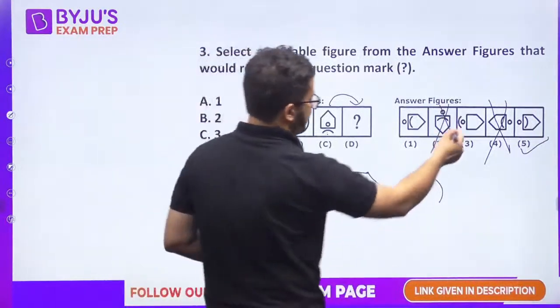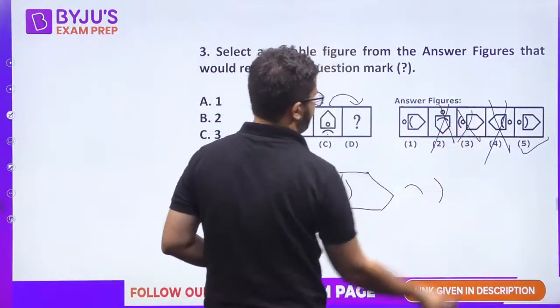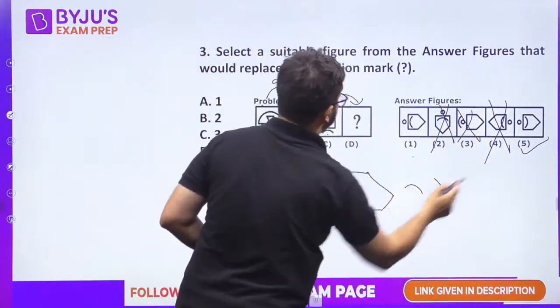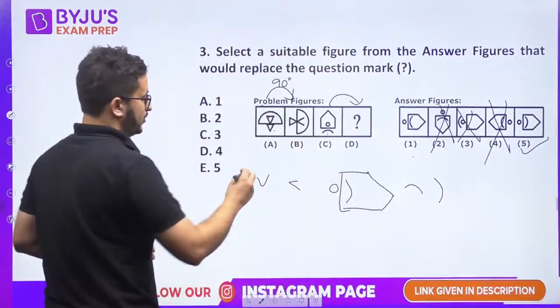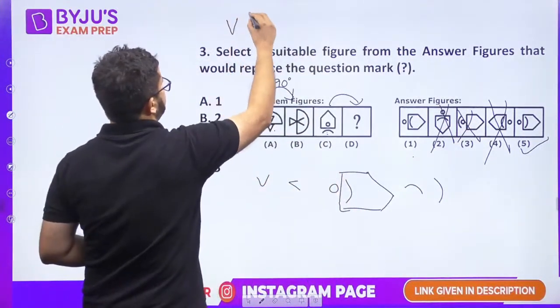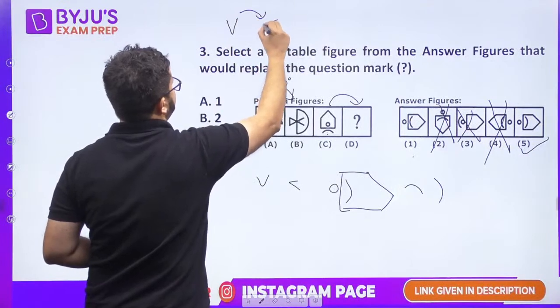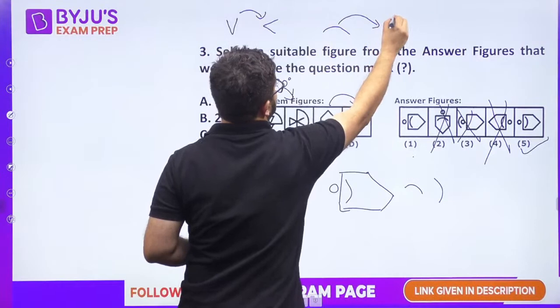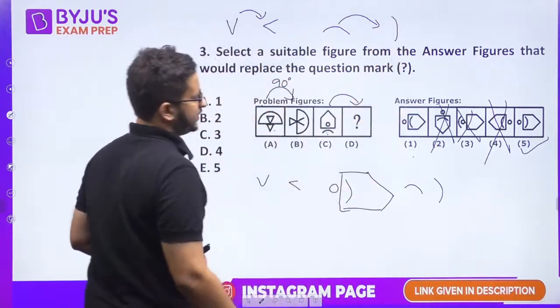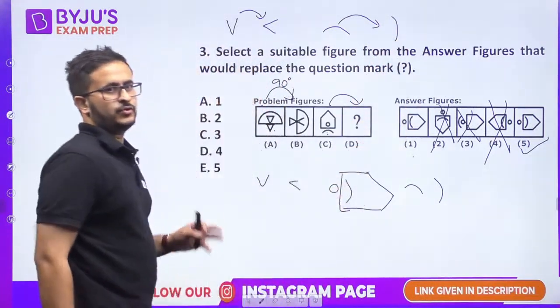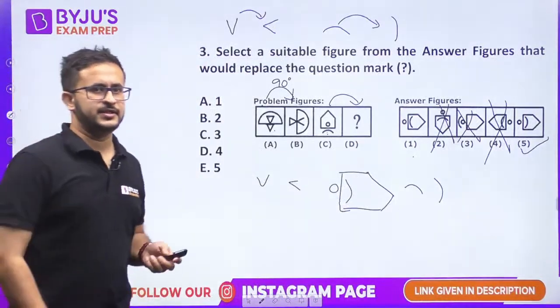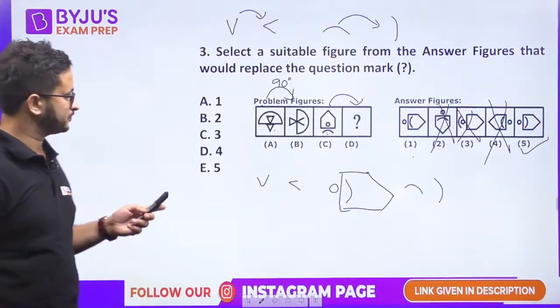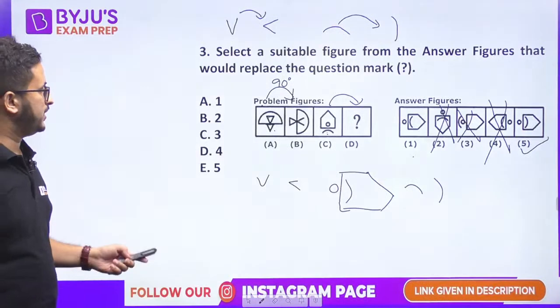Obviously you could reject 3 because both images cannot be outside. Between 1 and 5 you see the rotation also. This V shape is rotated like this and it became like this. So similarly if you rotate this shape, it will be like this, not like this. So understanding of rotation is important in this. Okay, let's see the next one.